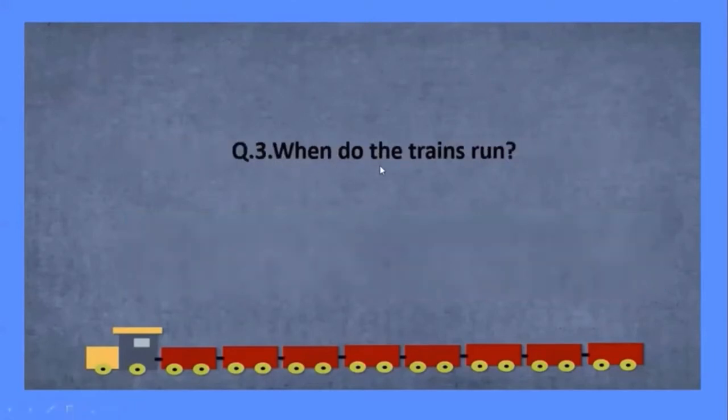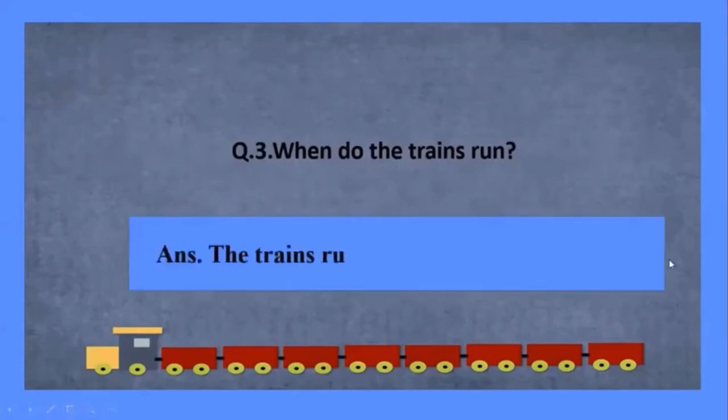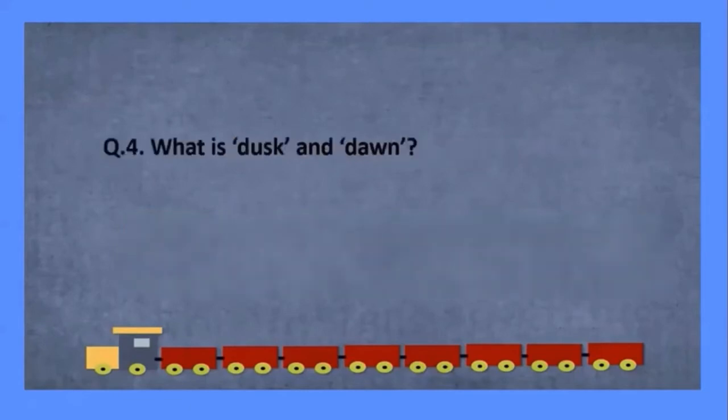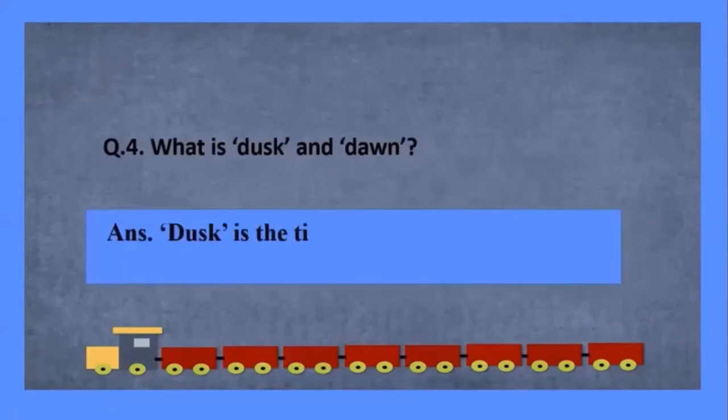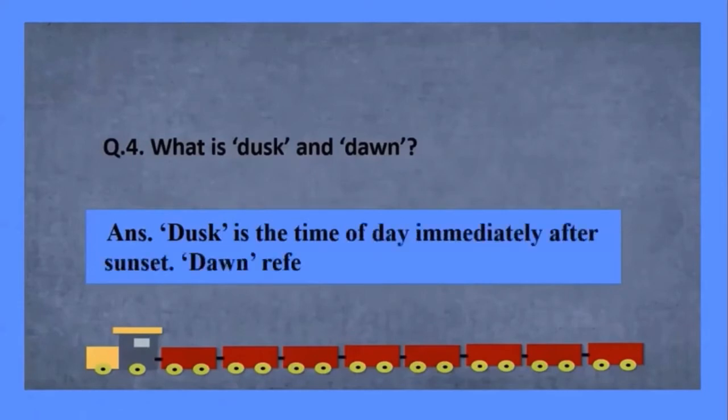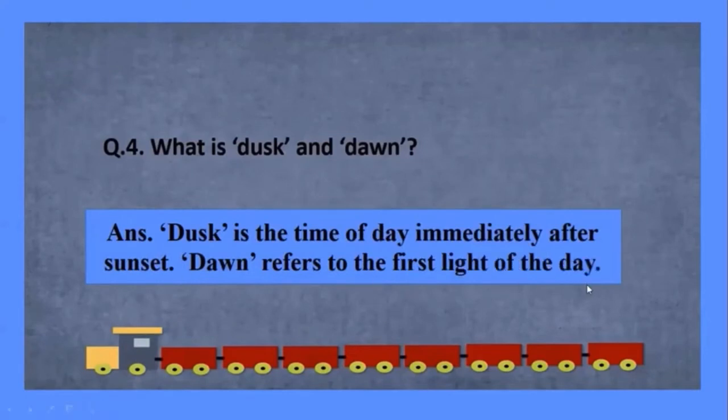Now the next question. When do the trains run? Yes, the trains run throughout day and night. Day or night the trains are running, right? Very good. Fourth question. What is dusk and dawn? We have already discussed this in our new words. Yes, dusk is the time of day immediately after sunset and dawn refers to the first light of the day.